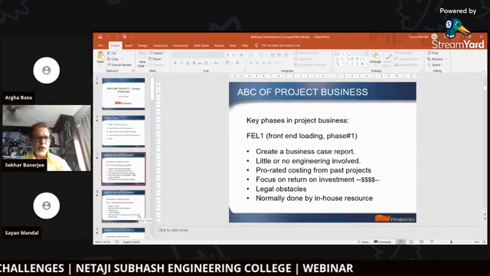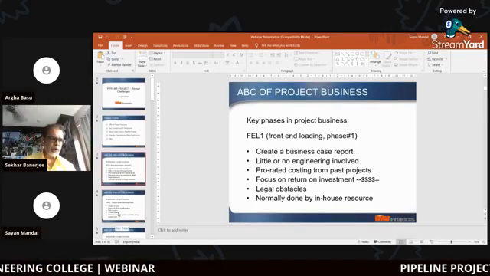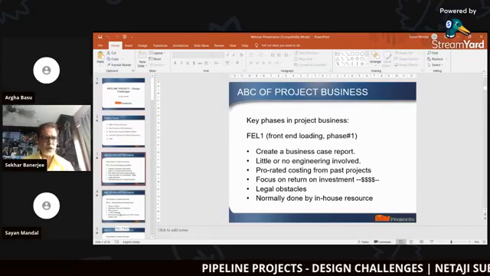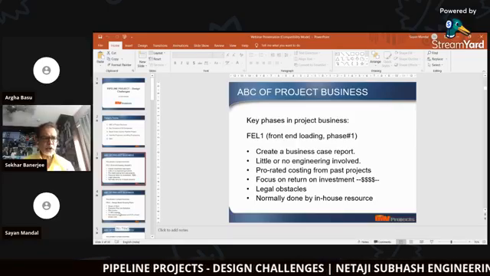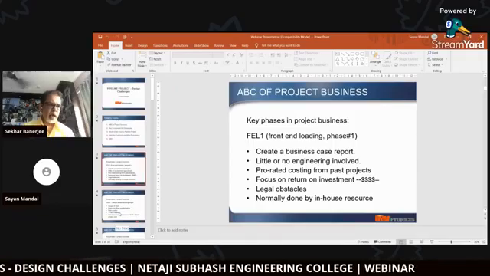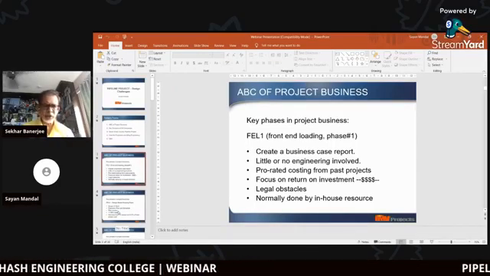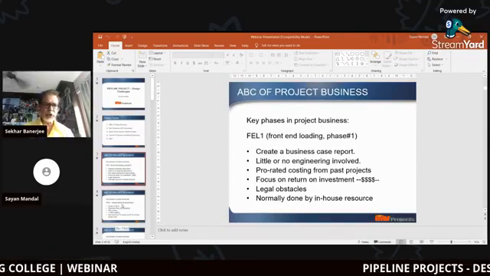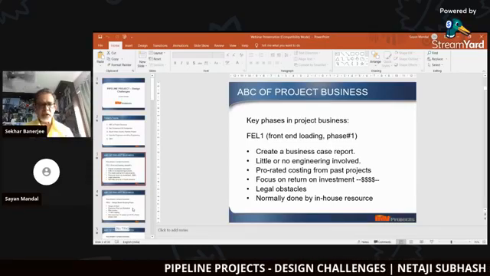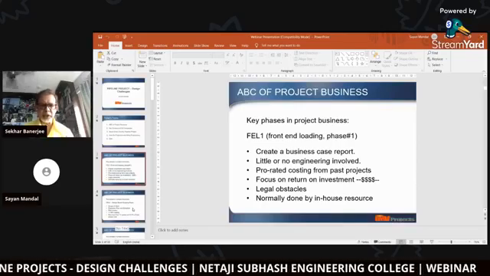What do we do here? We create a business report, and we don't do much engineering here. We do costing from the past projects. We focus on the return on investment. So it's basically a commercial exercise. And we look at the legal obstacles, whether the project will be stopped midway or not. All the risks involved are normally assessed by in-house resources. So it's a pure business case, little or no engineering involved, prorated costing, return on investment type thing.